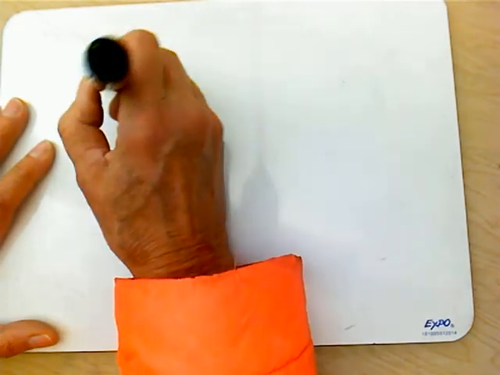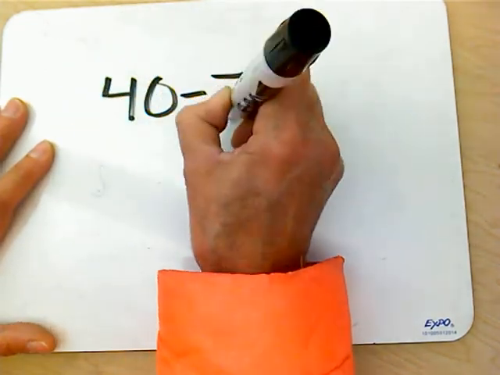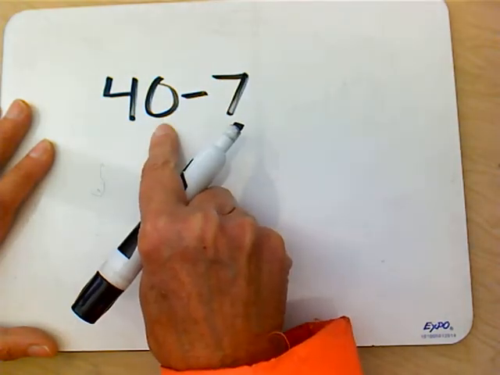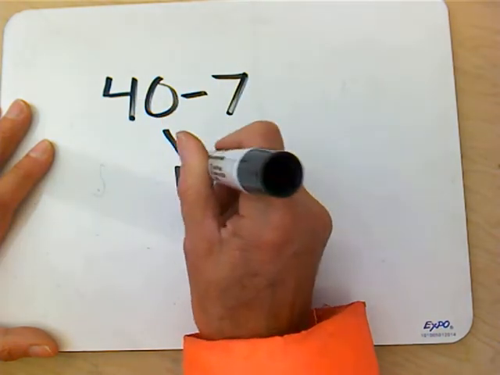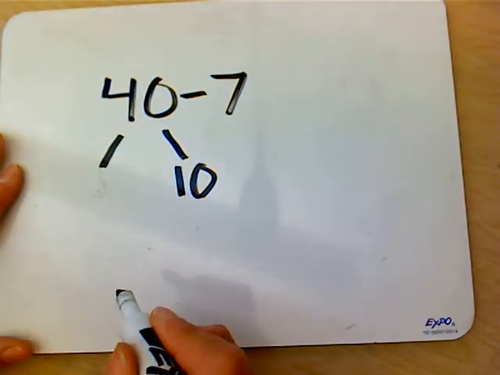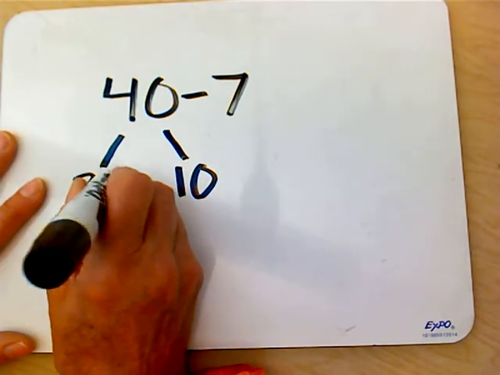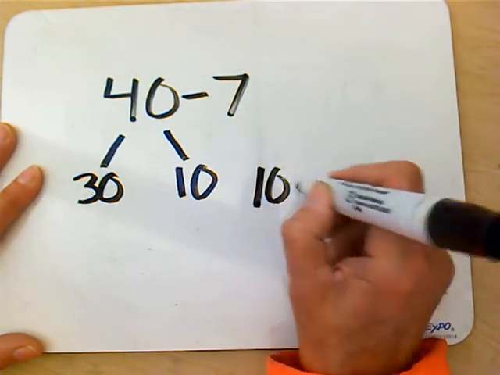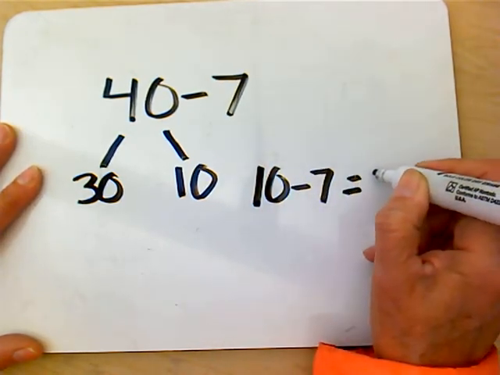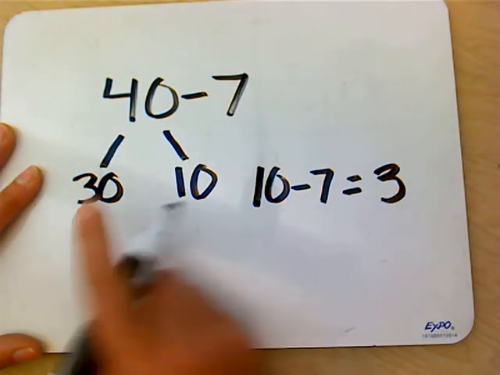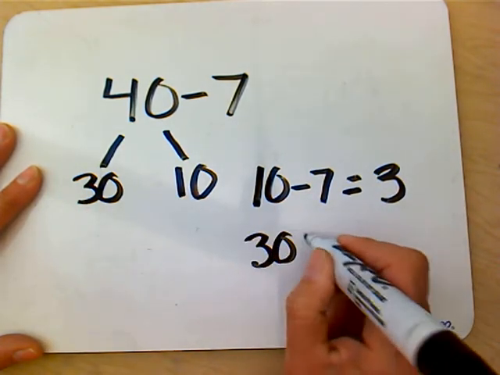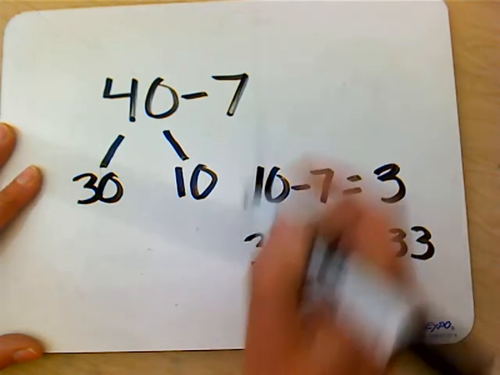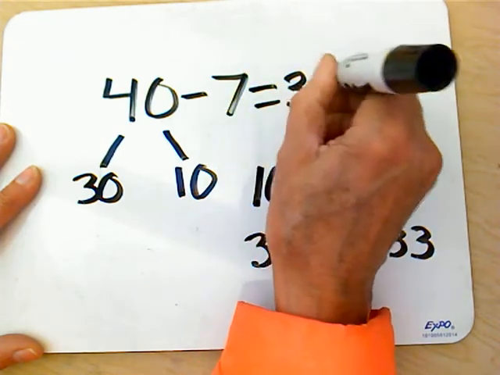Let's do 40 take away 7. Okay, I can't take 7 away from 0, so I am going to break out a group of 10. That's going to leave me with how much? I hope you said 30. If you did, congratulations. Now I'm going to do the simple subtraction with 10 take away 7 because that's easy. 10 take away 7 is 3. I'm going to add that 3 to the 30 that I still have left to work with, and I end up with 33. Therefore, I know that 40 take away 7 is 33.